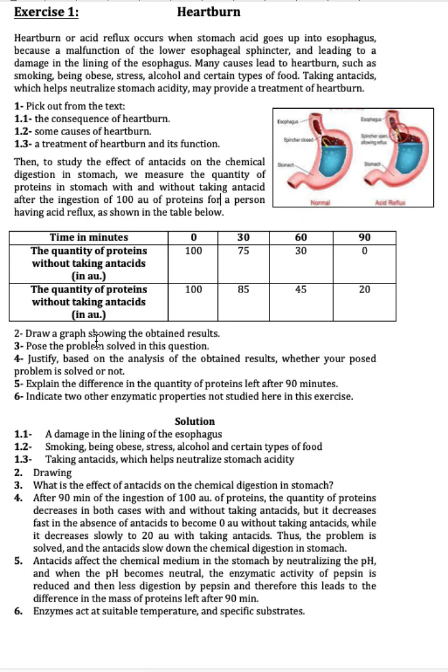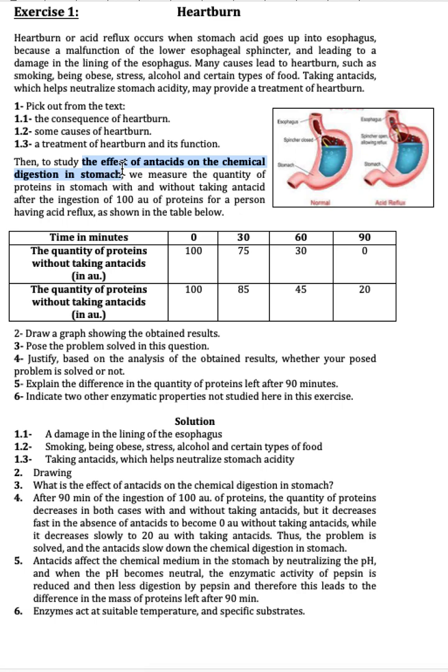Draw the graph. This drawing is easy. Pose the problem solved in this question. You have to read the introduction very well. The problem solved in this question: what is the effect of antacids on the chemical digestion in stomach? So here this is the objective of this exercise and this is the problem. So here we can determine the problem. What is the effect of antacids on the chemical digestion in stomach? We want to solve this question.